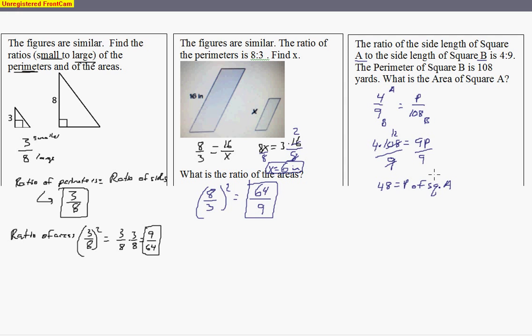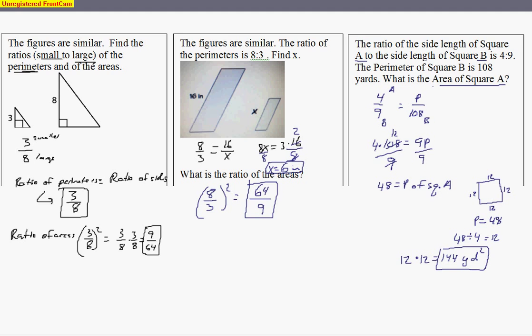And so from there, what I need to do is find out what the length of the side is, because I've got a square here, and the perimeter of that square equals 48. So if I divide that 48 by 4, because there are 4 sides, that's going to give me 12. So this is 12 units, 12 units, 12 units. They want to know the area of square A. All I have to do is 12 times 12, and that gives me 144 yards squared.